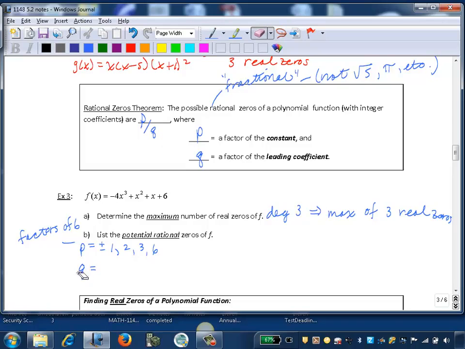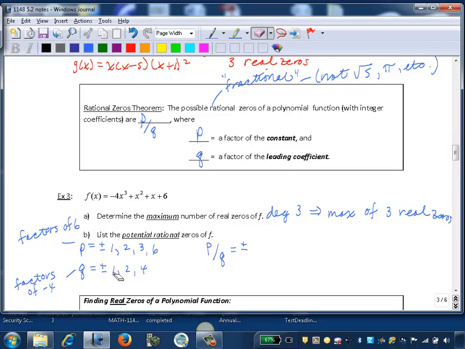Then we want to list the q values. q is going to be factors of the leading coefficient, which in this case is -4. So if you just want to write yourself a note, this is factors of -4. So again, you can put one plus or minus symbol in the front, meaning that any of the numbers in the list could be positive or negative. So our factors of 4: 1, 2, and 4. So the potential rational zeros are all the possibilities, all the possible combinations of p divided by q.